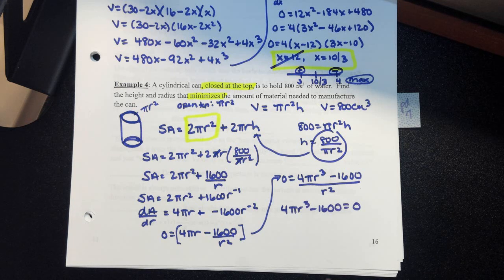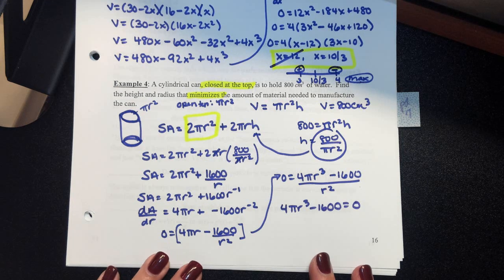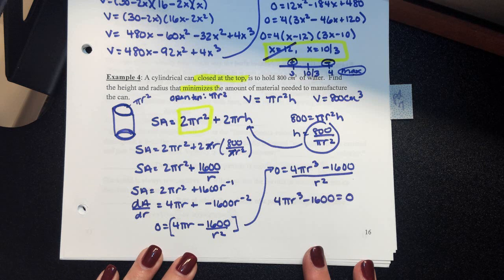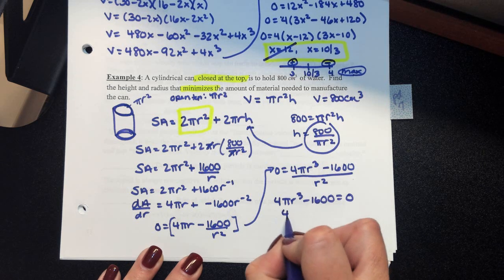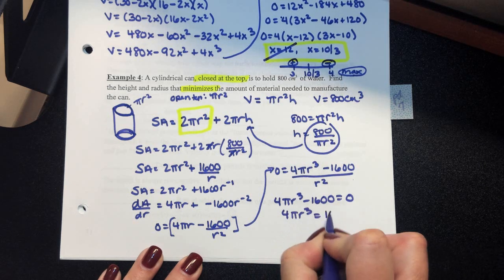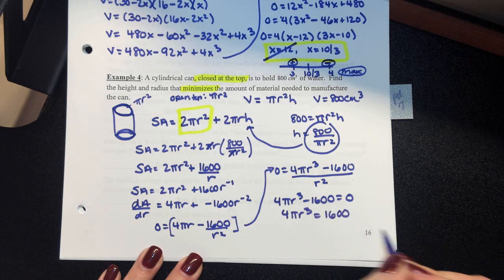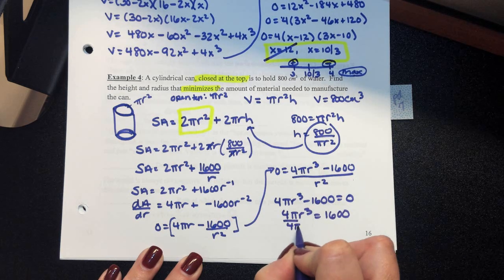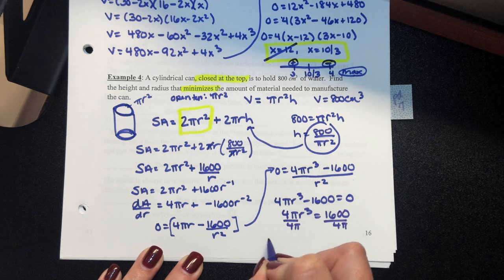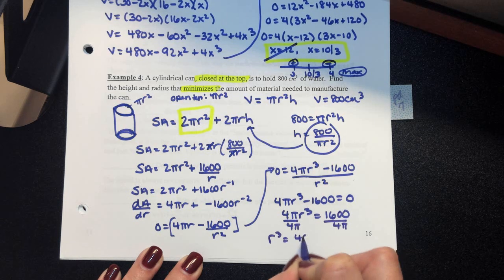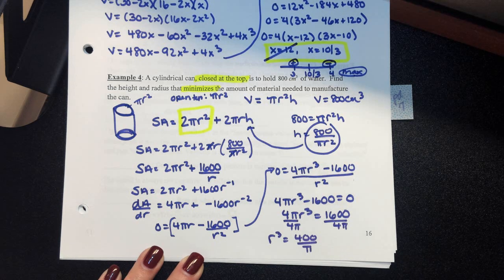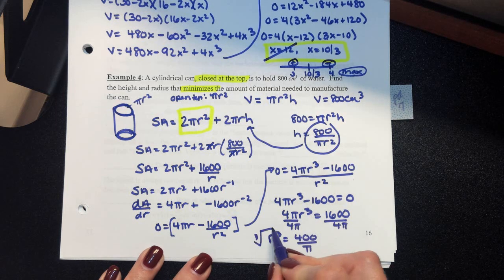How do I solve that? What's going to be the first step? Add 1600. Then what? Divide by 4 pi. So r to the third is going to be equal to 400 over pi. Then what? Take the what? Then I'm going to take the cube root.